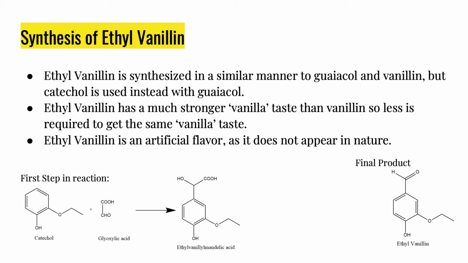In the bottom left picture, you see the first step in the reaction. Similar to vanillin, it uses the same type of process, an electrophilic aromatic substitution, and we produce ethylvanillin mandelic acid. And then it goes through the same pathway that vanillin did until it ultimately reaches the final product in the bottom right-hand corner, which is ethylvanillin. Unlike vanillin, this has an ethyl group attached to the oxygen instead of a methyl group.